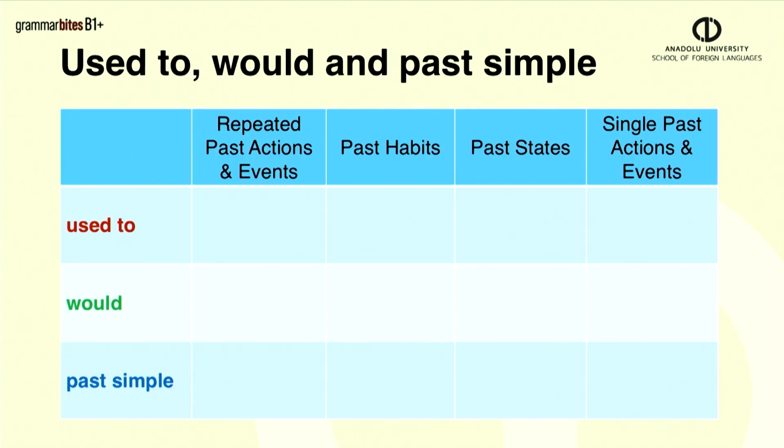We can recap with this simple table that shows us when we can use the different structures. For repeated past actions and events that are no longer true, we can use used to, would, and past simple. For past habits, things we no longer do, we can use used to, would, and past simple. For past states, states that are not true now, we can use used to or the past simple tense. But for a single past action or event, completed and finished in the past, we can only use past simple tense.